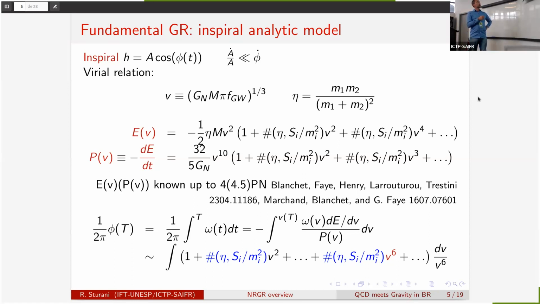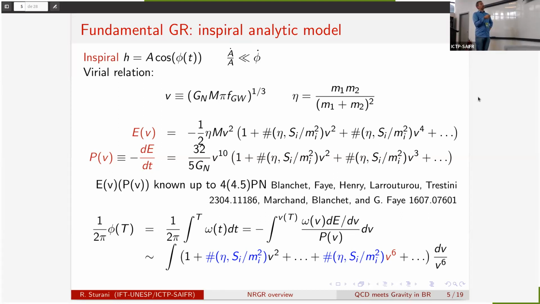And then you have the luminosity function, which is dimensionless because G Newton is a converter from mass to length. So if you forget G Newton, mass and length are the same thing, divided by time, which is length, so this is dimensionless. And it happens to be v to the 10 at leading order, and then we have all sorts of corrections, again with, in principle, unknown coefficients that we have to find.